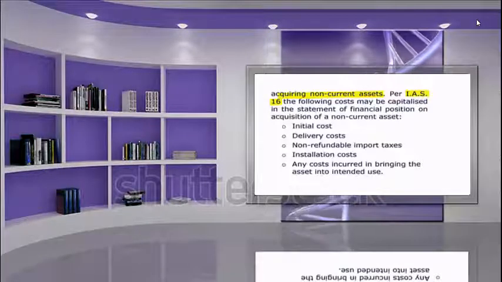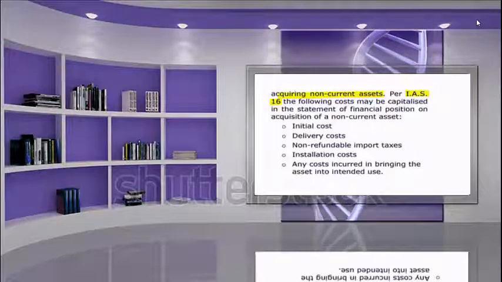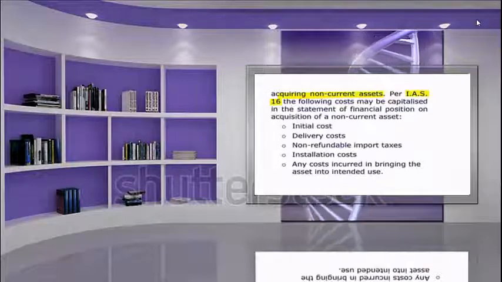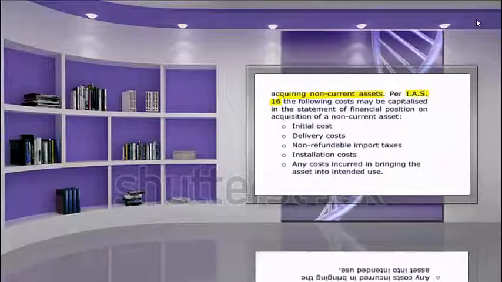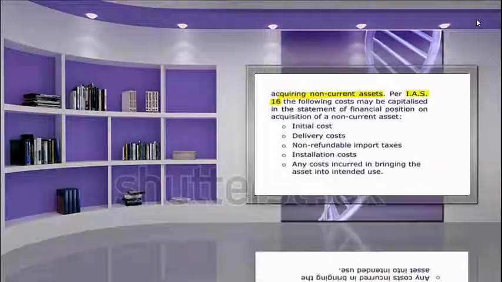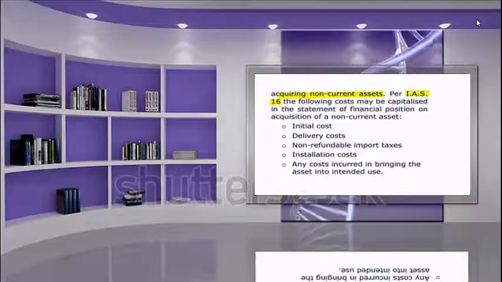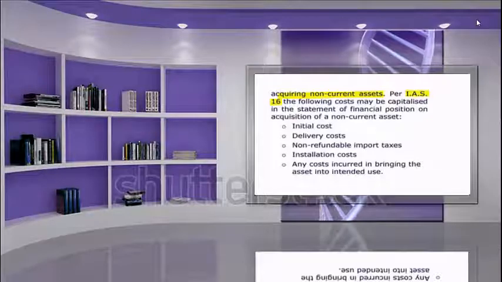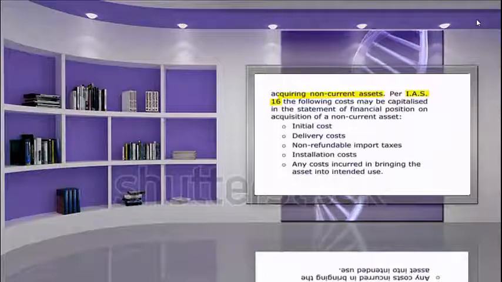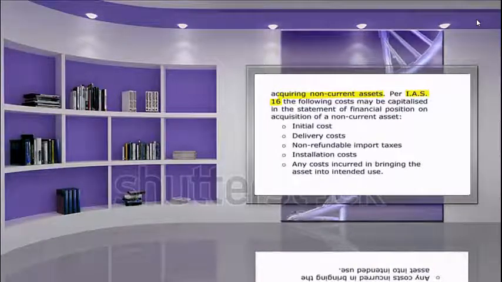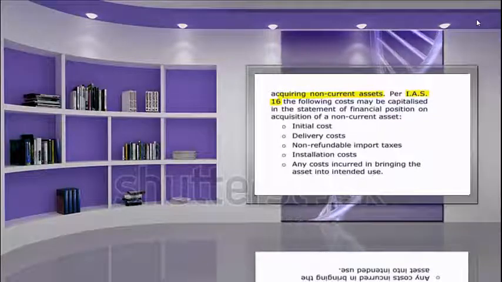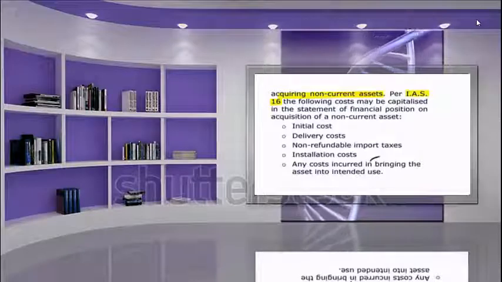Finally then, we've got any other costs incurred in bringing the asset into its intended use. So maybe to acquire, let's say, a building, you need to have an estate agent. You need to have a solicitor or a lawyer of some kind in order to exchange contracts and complete the sale. Well, those legal fees are necessary in order for you to get that asset into its present location and condition. So that would be a good example of any costs incurred in bringing that asset into use.